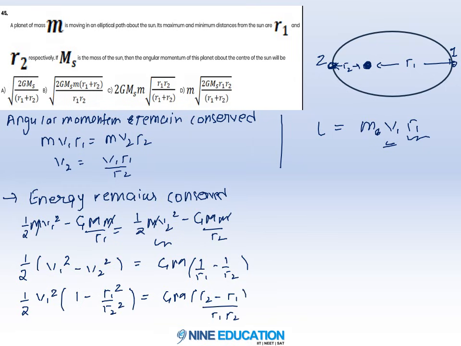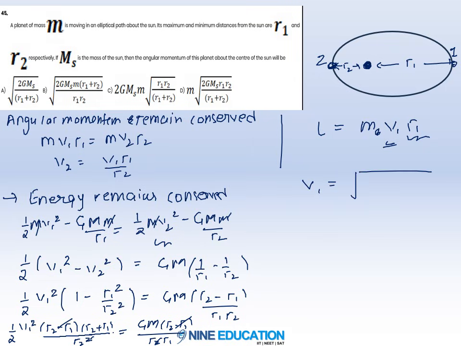So from here what you will get? You will get half v1 square into r2 minus r1 times r2 plus r1 upon r2 square is equal to GM into r2 minus r1 upon r2 r1. So this term will cancel out, r2 minus r1 cancels out. So from here we will get v1 is equal to under root 2GM, 2GM, right?